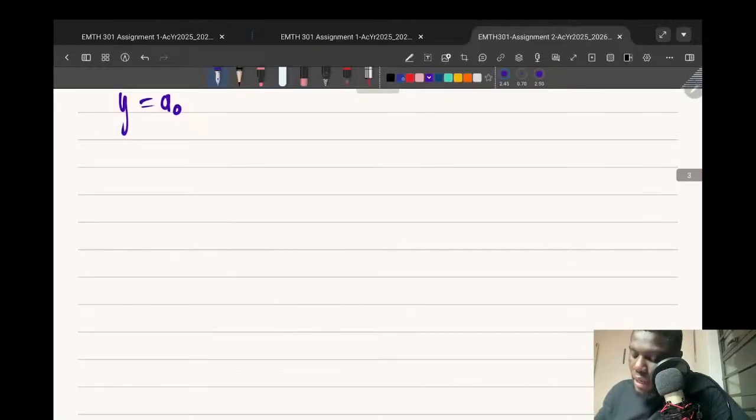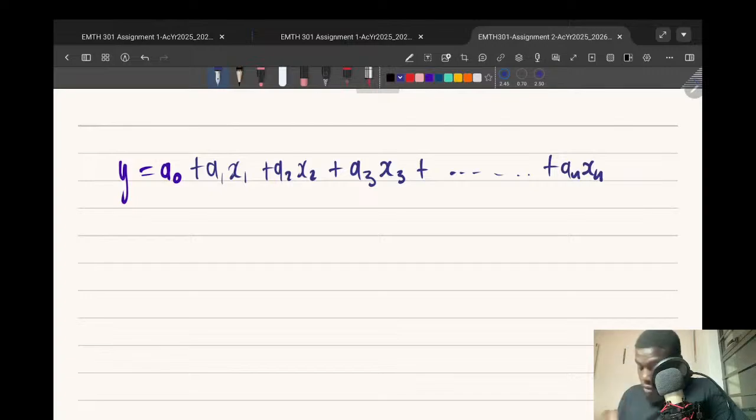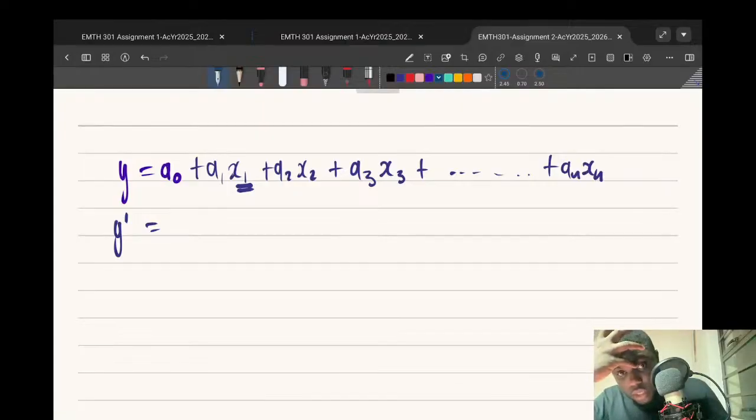a1 x1 plus a2 x2 plus a3 x3 plus and so on, plus an xn. For y prime, a0 will go, and when you differentiate, you are just going to be differentiating, and that's how you get your y prime. Then to get your y prime prime, you just differentiate again. Remember to do that for your general power series. It's going to be the same thing.